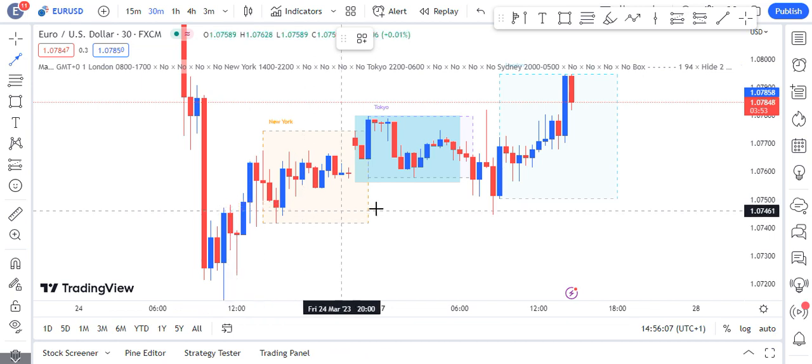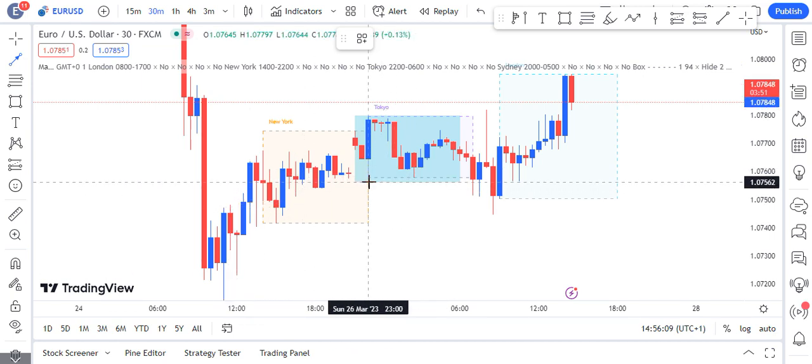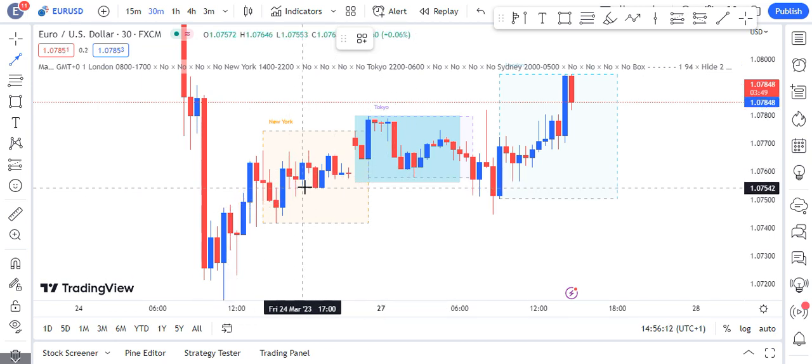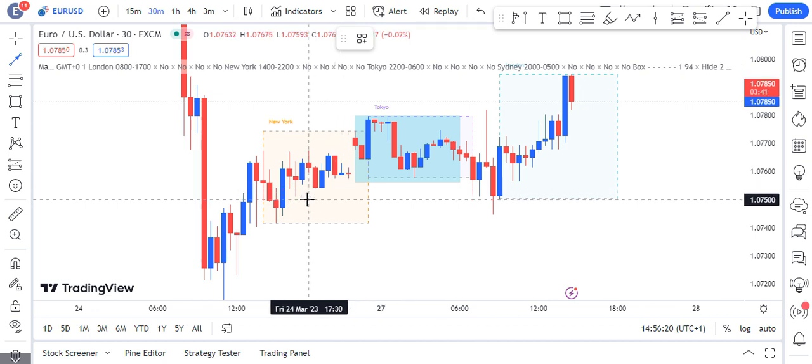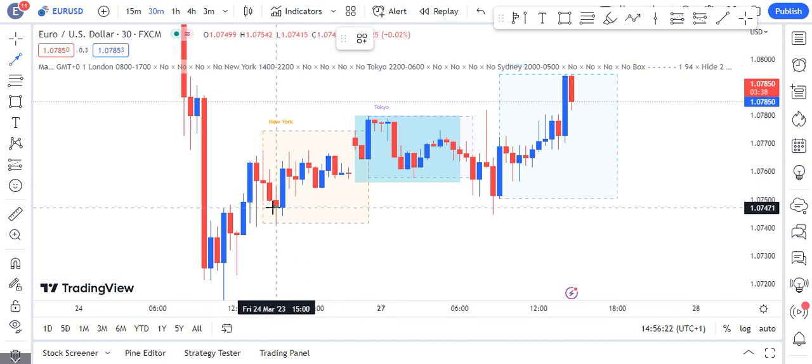The double flat bottoms we see underneath the Tokyo range are going to be this, since they're relatively equal lows, our liquidity as we understand, or if we don't, I'm going to make another video on liquidity later. So the most recent double flat bottoms are going to be here.